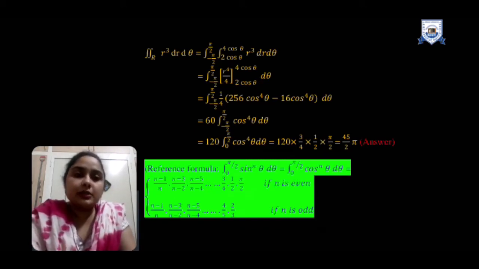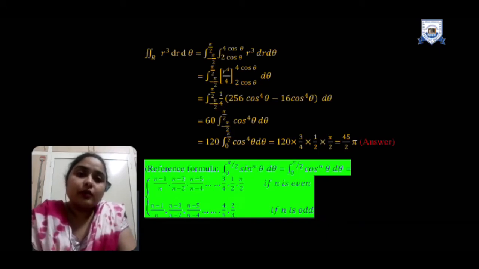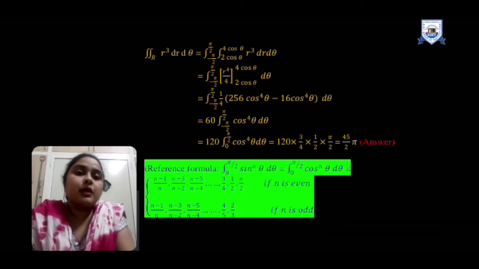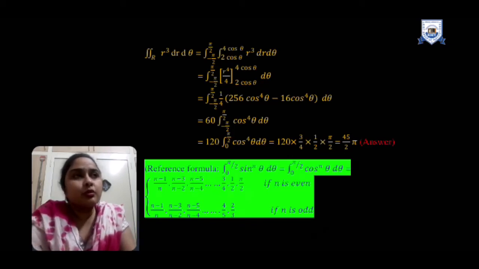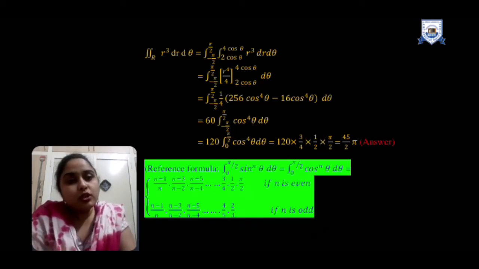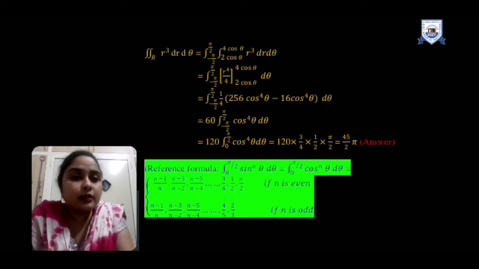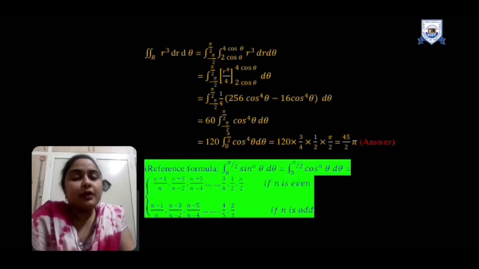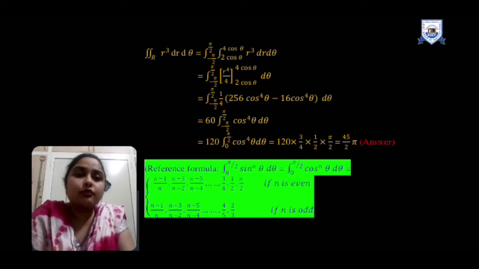Now we are left to integrate it, solving which we are getting 60 integration with the limits minus pi by 2 to plus pi by 2 cos raised to the power 4 theta d theta. Simplifying which, I must remind you that for even functions the limit minus a to a is twice of 0 to a, and cos is an even function, having the fourth power is also an even function. When we are having an even function, we can convert minus pi by 2 to pi by 2 into twice of 0 to pi by 2.